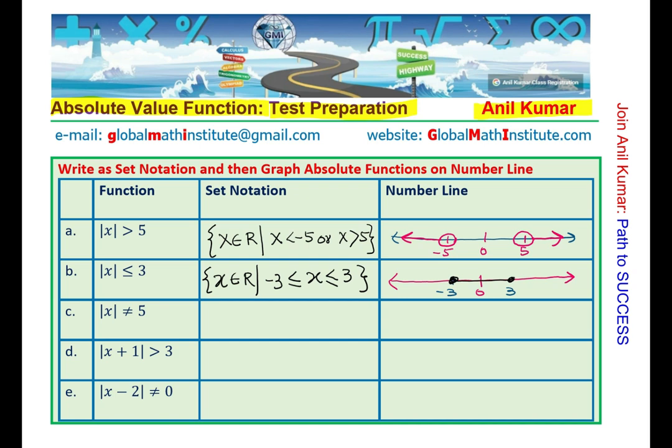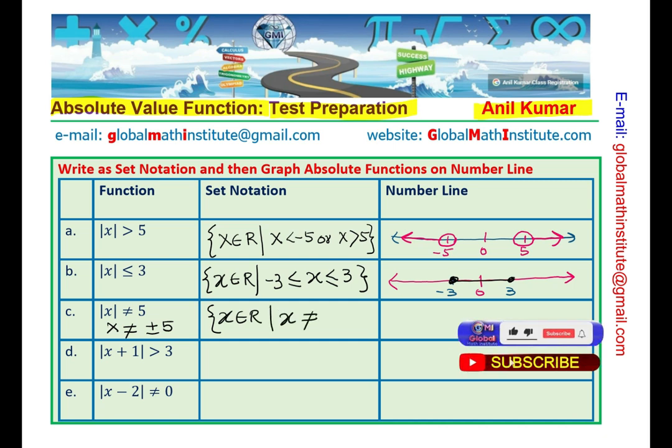Now we have absolute value of x is not equal to 5. It means that x is not equal to plus and minus 5. That is what it really means, right? So in the set notation, we'll write x belongs to real numbers where x is not equal to plus and minus 5, right? Because minus 5 will also be 5.